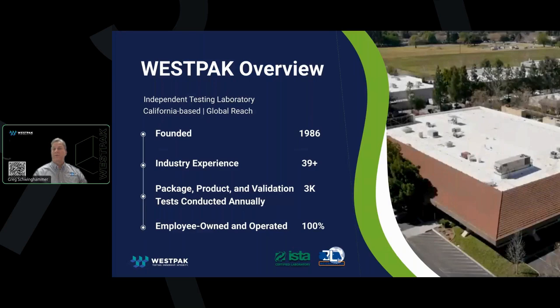So WESTPAK, as Roy said, is a 100% employee-owned company. We were founded in 1986 and we'll be celebrating our 40th anniversary later this year. I hope you can all join us for that. We run about 3,000 projects through our 3 locations, 2 in the Bay Area, 1 in San Jose and 1 in Union City, and we have our 3rd location in San Diego. Though we're located just in California, we serve customers across the country and around the world. We're an ISTA certified lab and we're ISO 17025 accredited through A2LA.